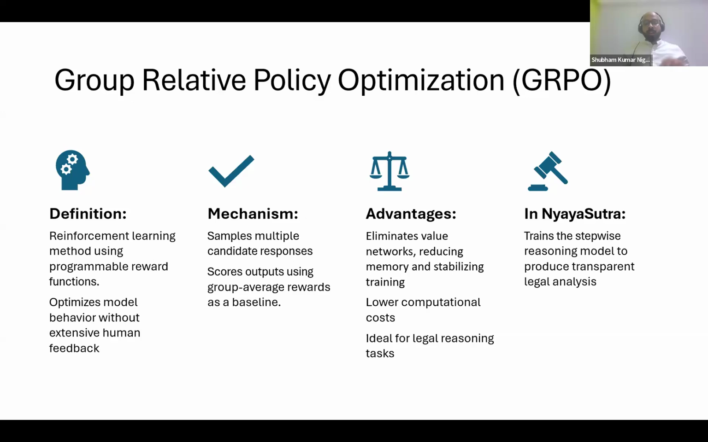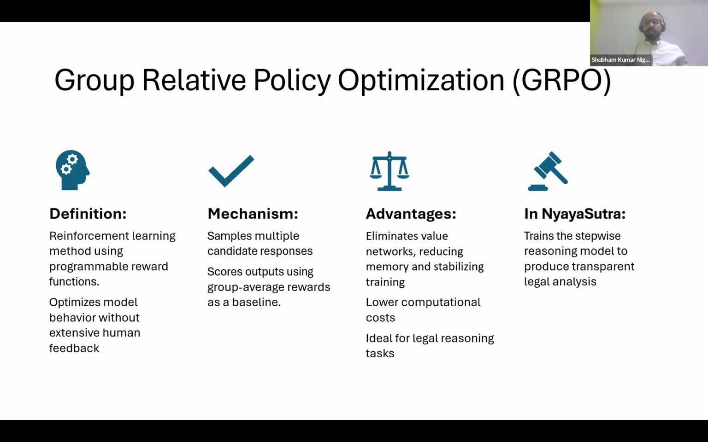The advantage is that it eliminates the value network, reducing memory and stabilizing the training. So we also have lower computational cost, and this is a very ideal condition for the legal reasoning task. So at the end, in NyayaSutra, we have trained the step-wise reasoning model to produce transparent legal analysis systems.